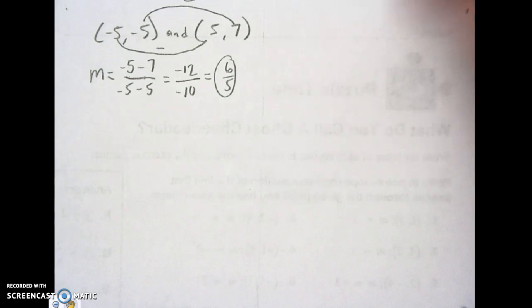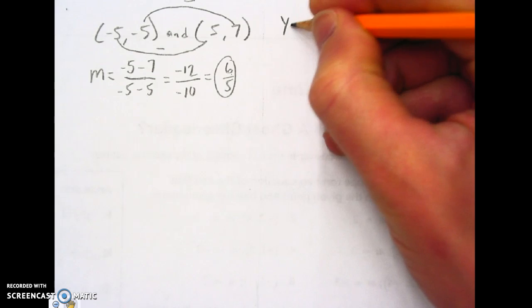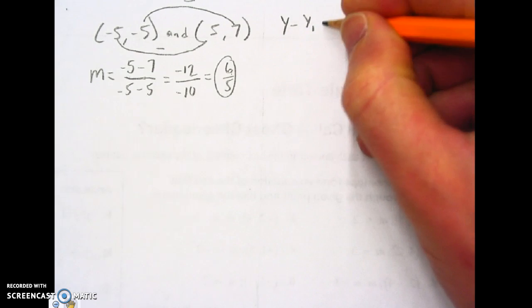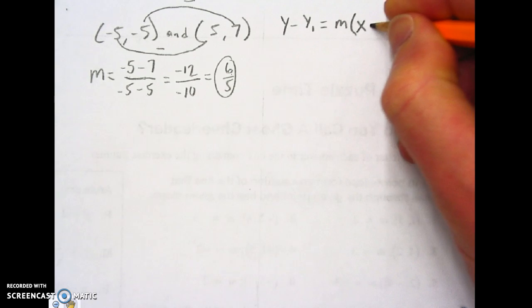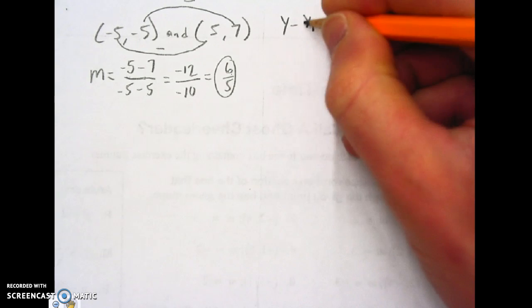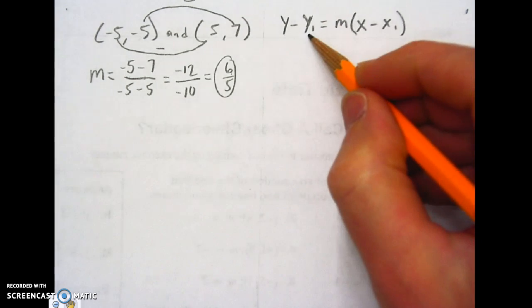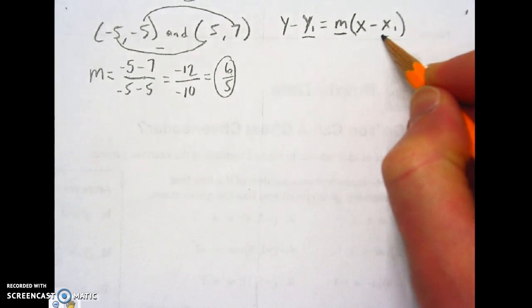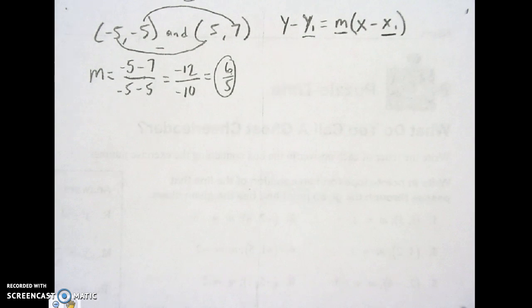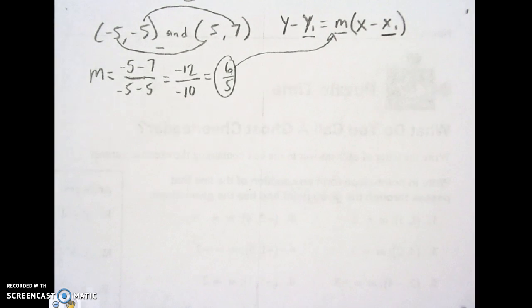I'm going to plug that slope in to this equation, point slope form. y minus y1 equals m times x minus x1. There are 3 things I'm going to plug in. I'm going to plug in a y value, a slope value, and an x value. I know my slope is right here. It's going to go right in there.